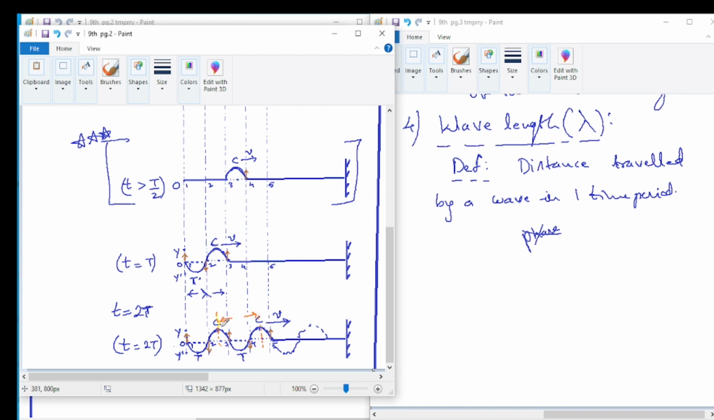Just observe. From here to here, one full trough is present, and two half crests are present. The right half of this crest and the left half of this crest are present, and together they make up one full crest. So how much of the wave is present between these two points at the centers of the crests? One full trough and one full crest. What is one full trough and crest? It's nothing but one wave. It's nothing but wavelength.